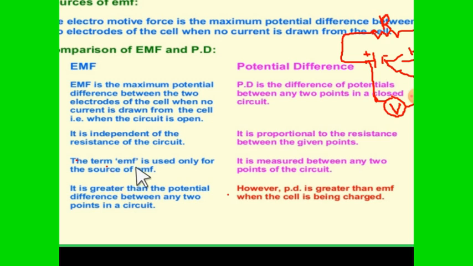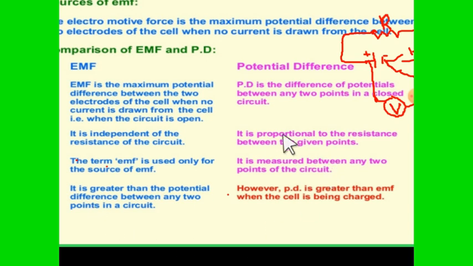Okay, the term EMF is used only for the source of EMF. That means for the source of EMF, we call this potential difference EMF. But if you take the potential difference between the two ends of the resistor, then we can't say that is an EMF across this R. We can't say it that way. So it will always be a potential difference in that case. So EMF is valid only for the source of EMF, right? In the case of potential difference, it may be between any two points in the circuit, right? That is what is mentioned.